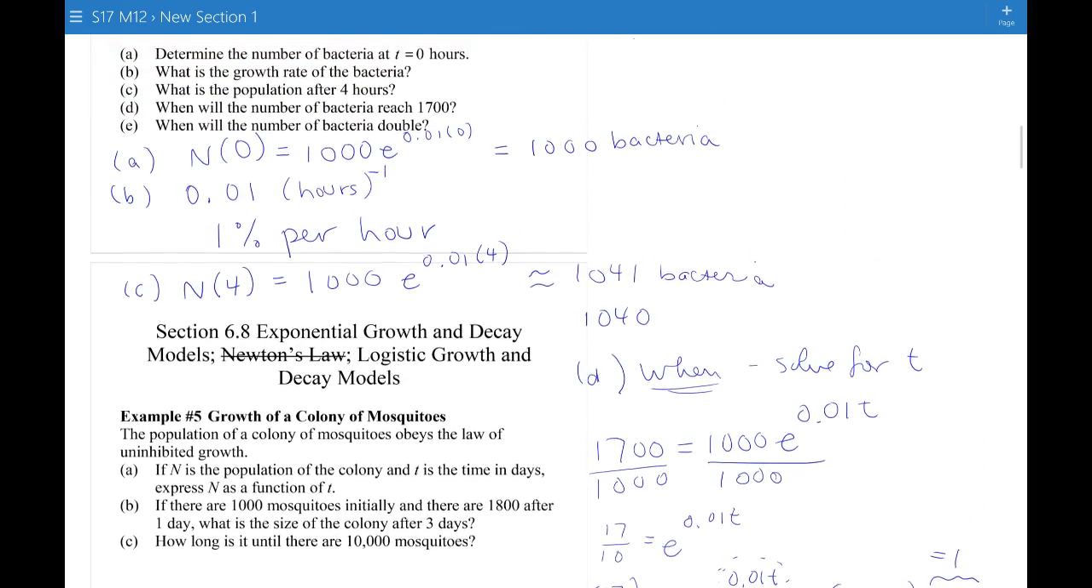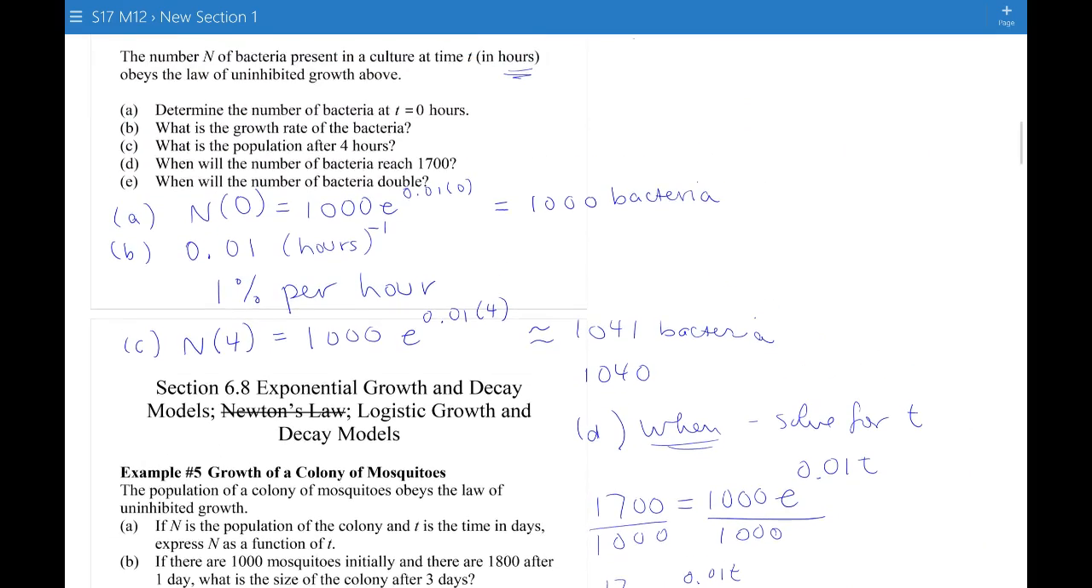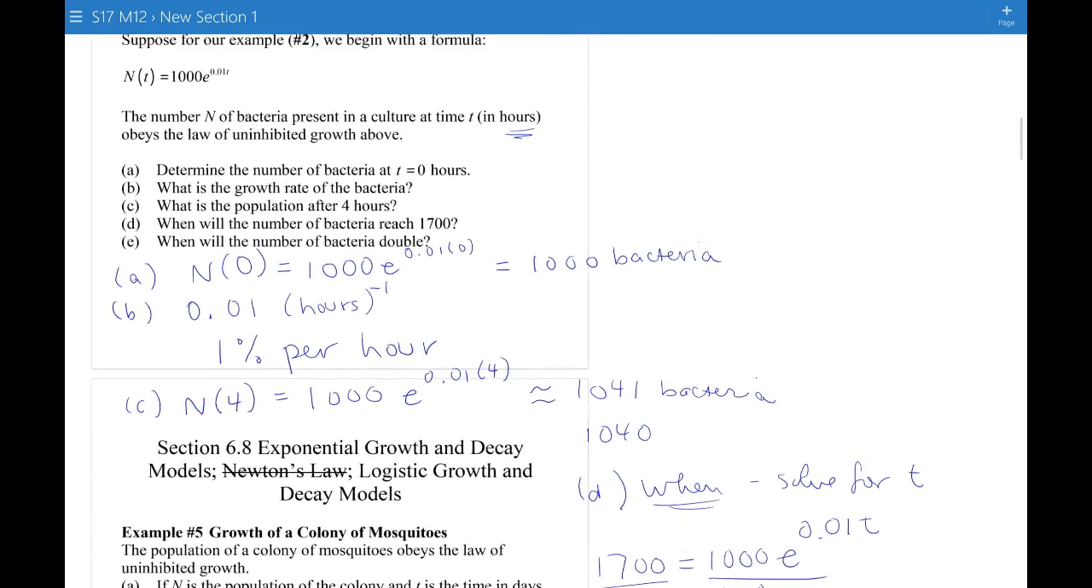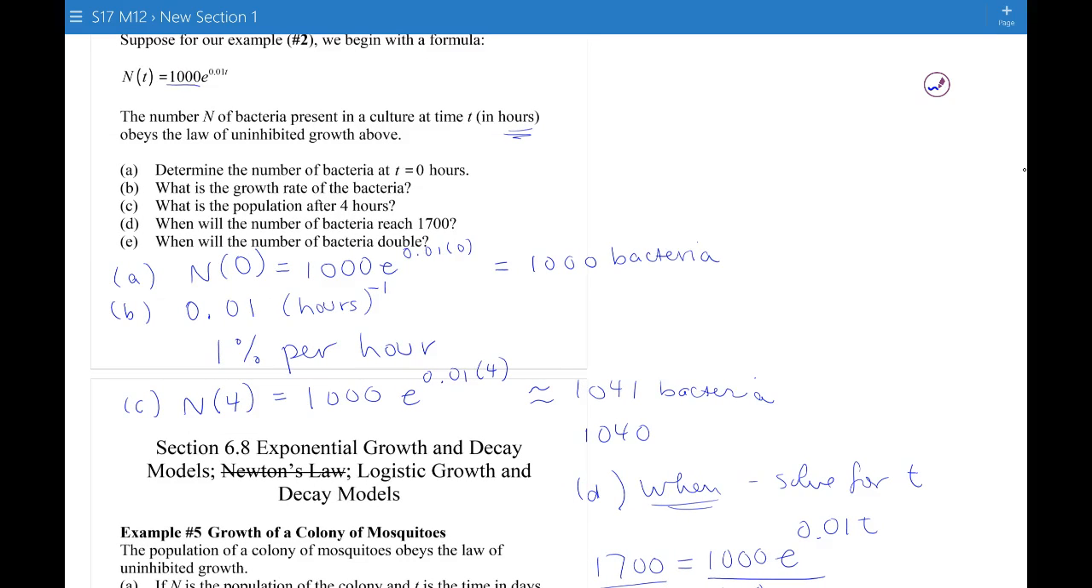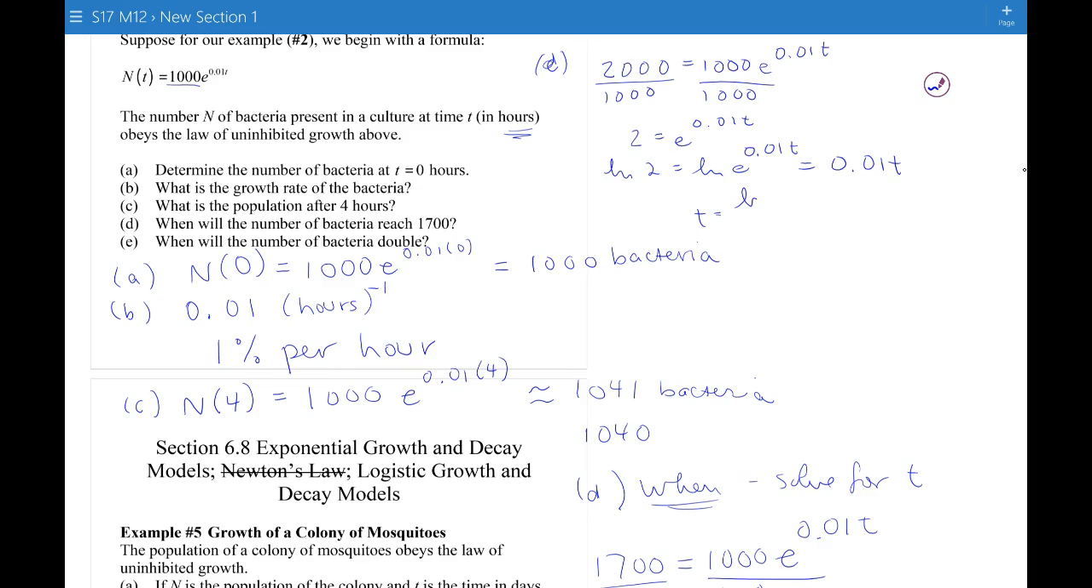And then if it says, when will the number of bacteria double? Well, that's asking, if I started with 1,000, when will I have 2,000? So this is the E part. So see that when we divide both sides by 1,000, you get 2. So 2 equals e to the 0.01 t, then the ln of 2 equals the ln of e to the 0.01 t, which we just found out earlier is 0.01 t. So t equals the ln of 2 over 0.01.